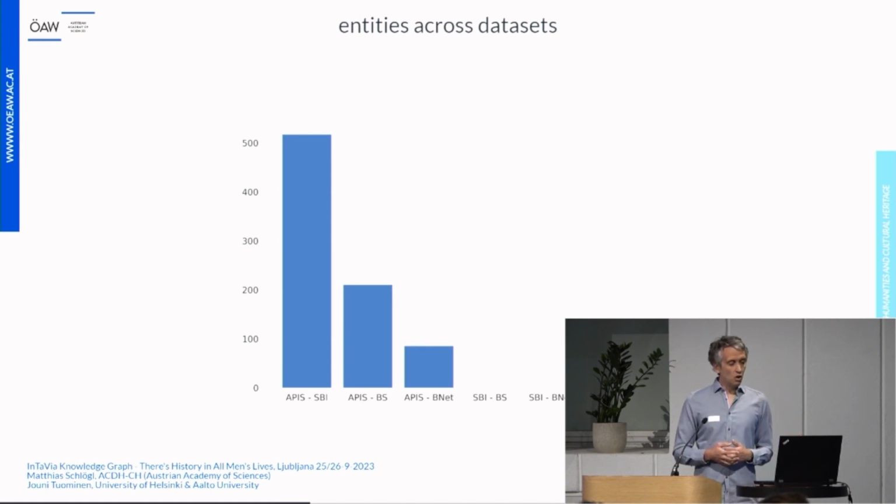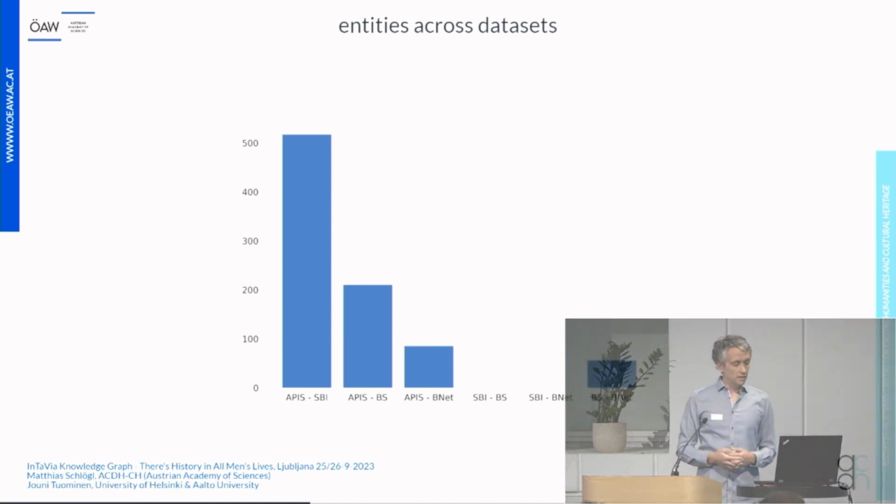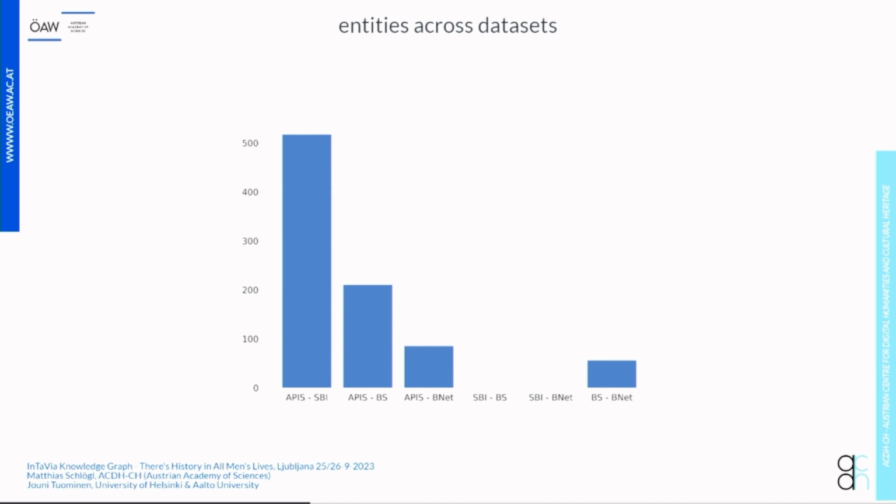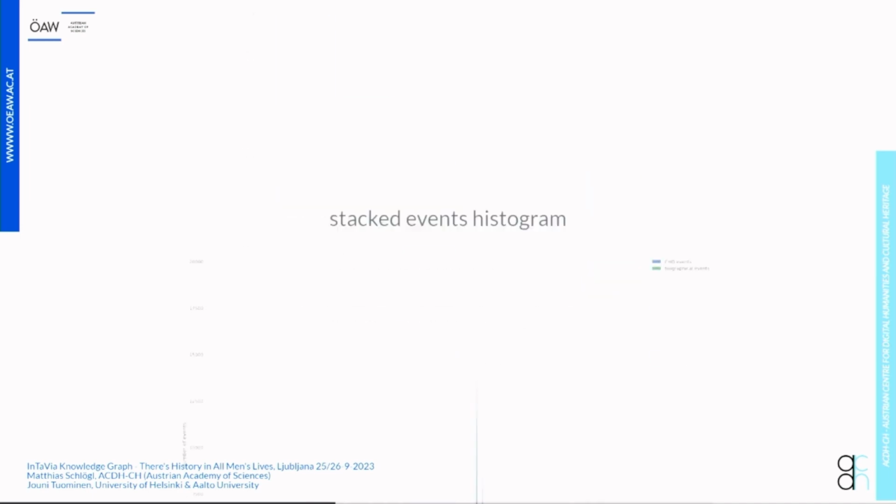Then we have here the entities across data sets. So which entities do we find in two data sets? There is, of course, a bigger overlap between the Austrian and the Slovenian data. And there is, for example, no overlap at all between Slovenian and Finnish data.